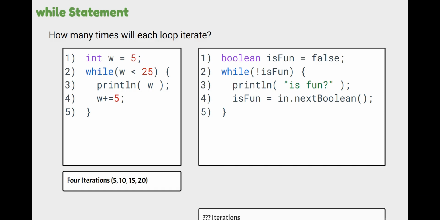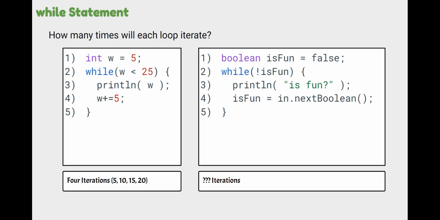That statement on the right, we have no idea how many times that loop will iterate. We know that it will iterate at least one time. We're initializing is fun to false, and we're saying while not is fun. So if is fun is false, not false is true. So we will get in here one time. We're going to ask the user, is this fun? And then we're going to get the user's response.